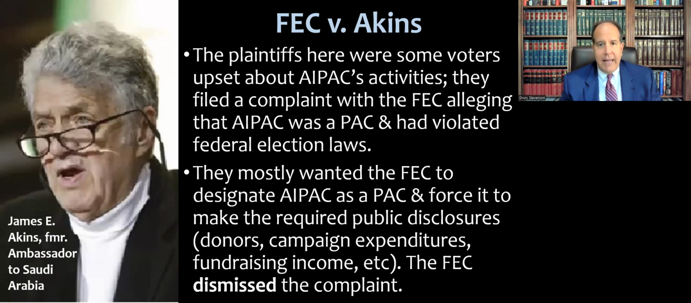So Akins and some other voters filed a complaint with the Federal Election Commission alleging that AIPAC was in fact a PAC and had violated federal election laws because they weren't making public disclosures of where all their money was coming from and where it was going. And that's what they mostly wanted. They weren't trying to get rid of AIPAC or ban it. They just wanted the FEC to designate AIPAC as a PAC, which would in turn force AIPAC to make the required public disclosures about who their donors were, their campaign expenditures, their fundraising income, and so forth.